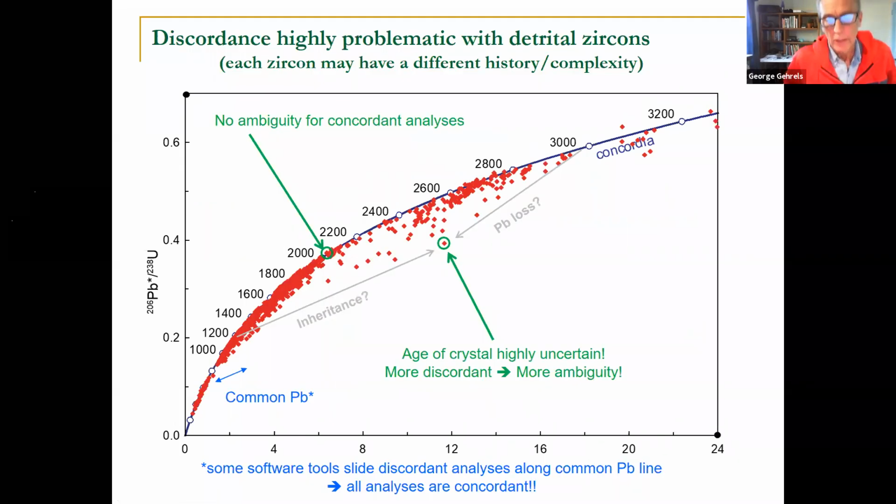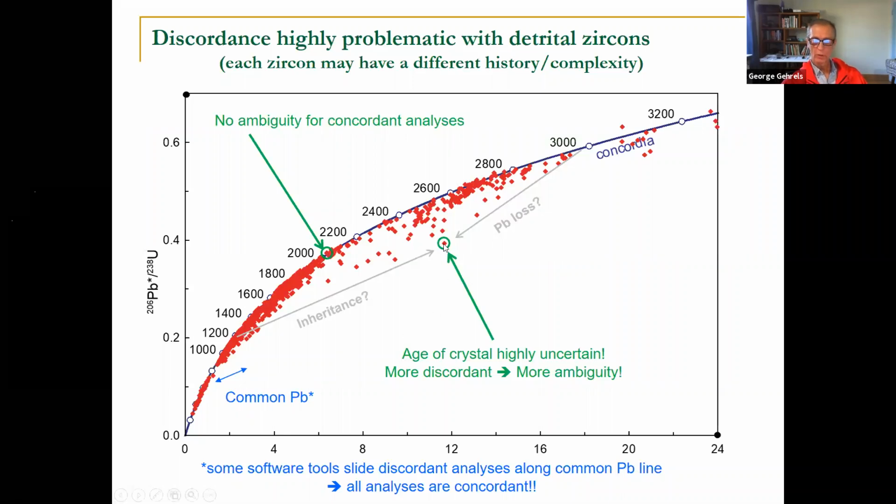So let's see how this plays out with a detrital zircon data set. This is just a set of a few hundred analyses from a sample, and you can see this was an interesting sample because it's got zircon ages that are quite young, middle age, and quite old. And you can see that lots of these analyses are right on top of Concordia, and if that's the case, then life is good, right? There's no ambiguity about the age of that zircon crystal.